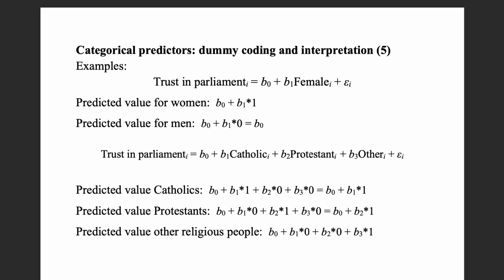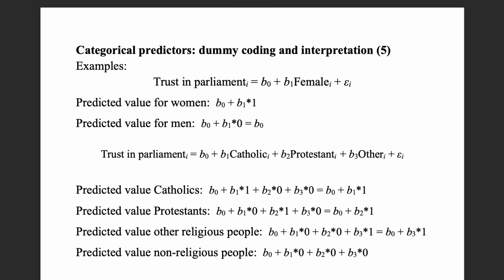What is the predicted value? B0, the constant, plus B1, the coefficient for being Catholic, multiplied by 0 because they are not Catholic, plus B2, the coefficient for being Protestant, multiplied by 0 because they are not Protestant, plus B3, the regression coefficient for belonging to other religious denominations, multiplied by 1 because, yes, in fact, they do belong to those other religious denominations. So that regression coefficient is multiplied by 1. So in other words, the predicted value for other religious people is B0, the constant, plus B3 times 1. So just plus B3.